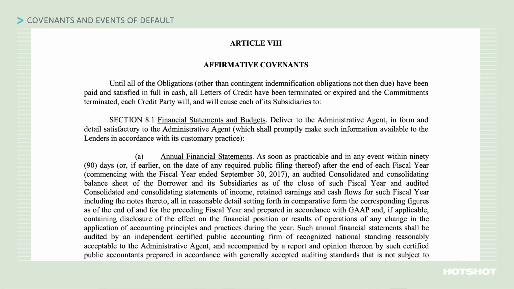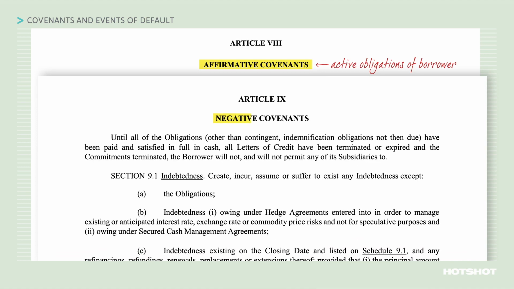Covenants generally come in two forms: affirmative covenants, which are active obligations of the borrower, and negative covenants, which are restrictions or actions the borrower is prohibited from taking.